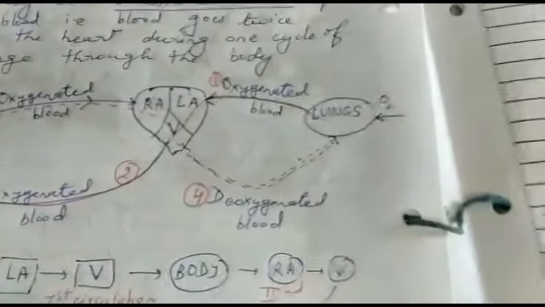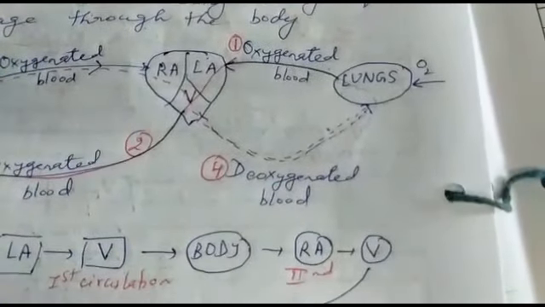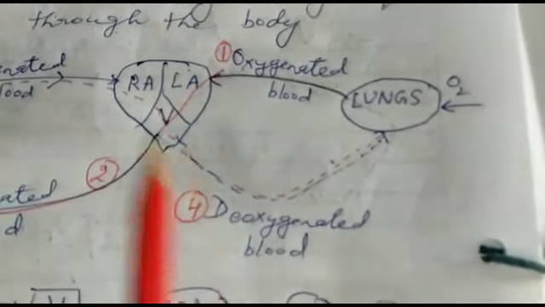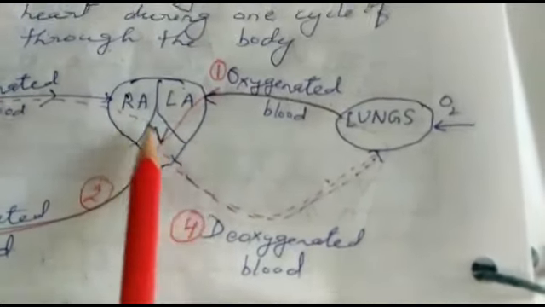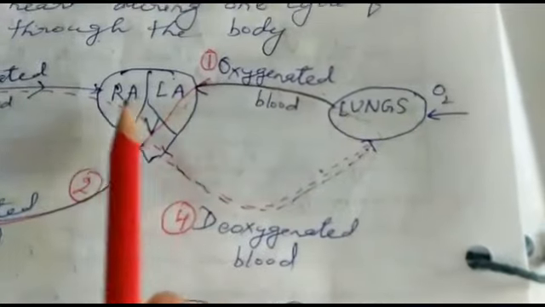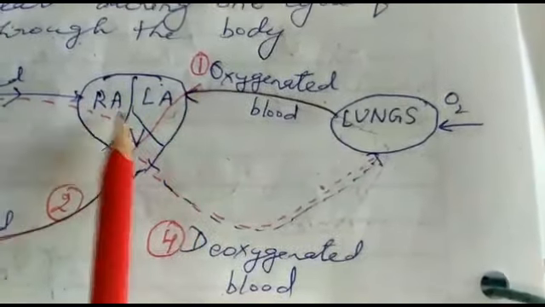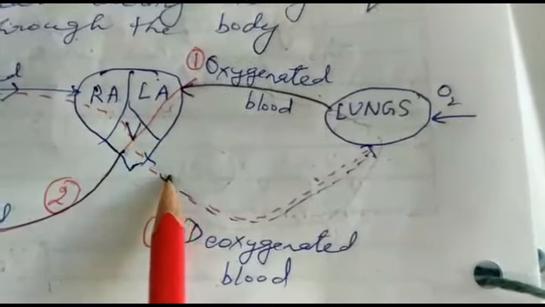Let us discuss closed circulatory systems of amphibians and reptiles. Most of the amphibians and reptiles have got a three-chambered heart. The heart is divided into three chambers: two auricles and one ventricle, the left auricle, right auricle and ventricle. Remember, auricles are the receiving chambers and the ventricle is the pumping chamber.